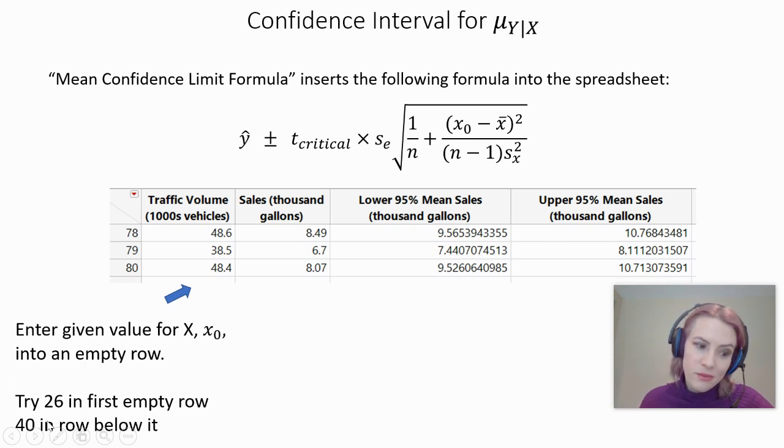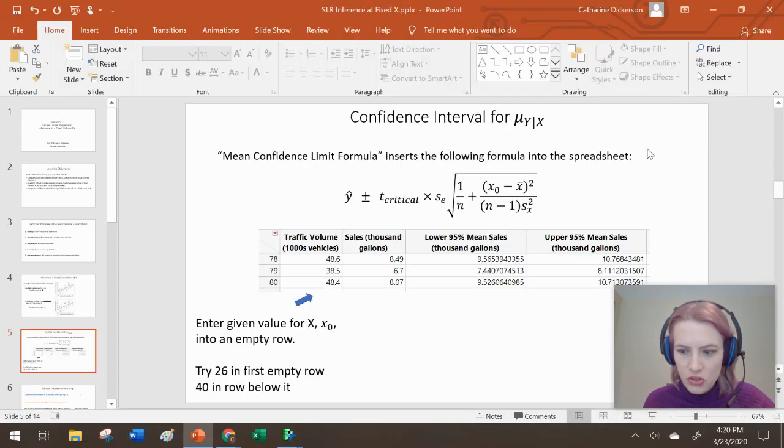Or maybe we'll also try in a minute: what if we're in places where the traffic is 40,000 vehicles? Then x naught would be 40. So how does that affect the result that we might get? Rather than compute this by hand, we're going to have JMP insert a formula into our data table. So I'll lead you through that in JMP.